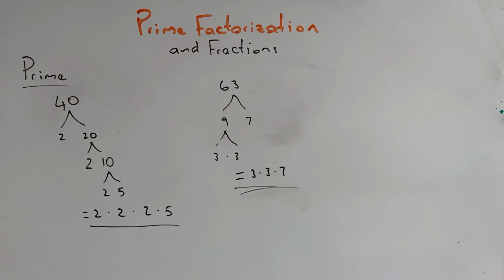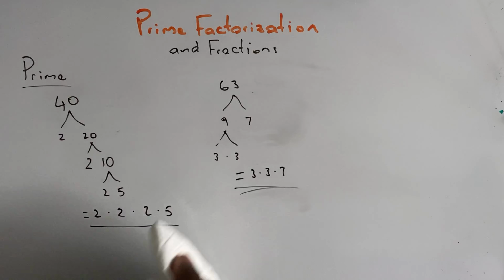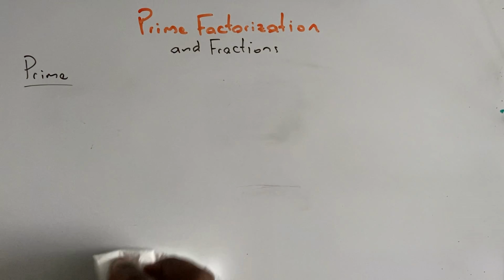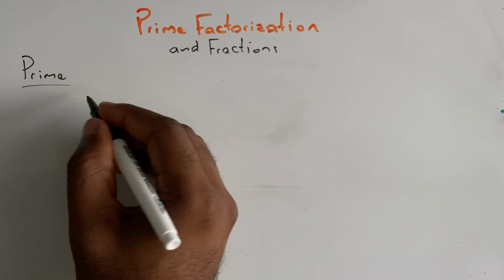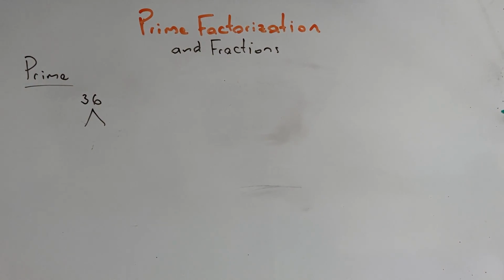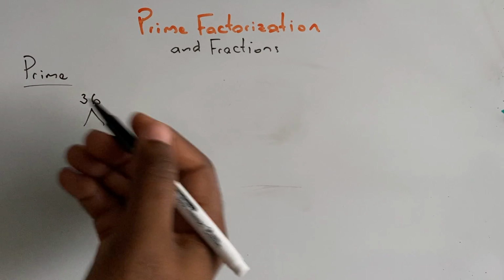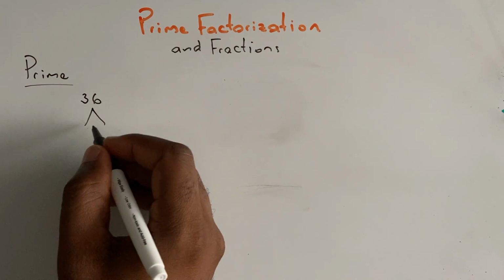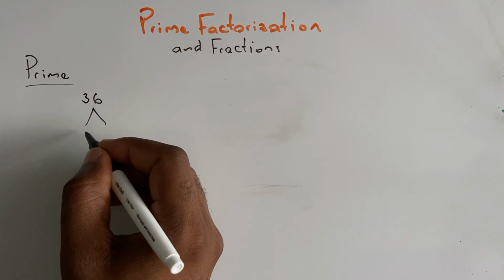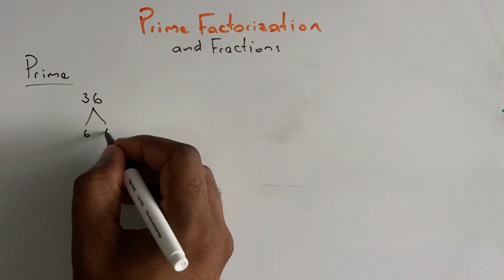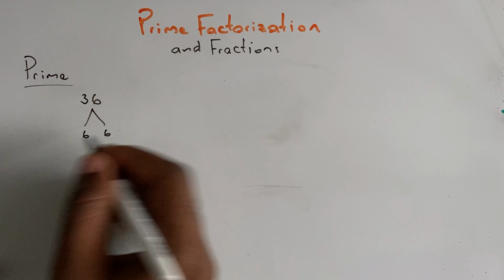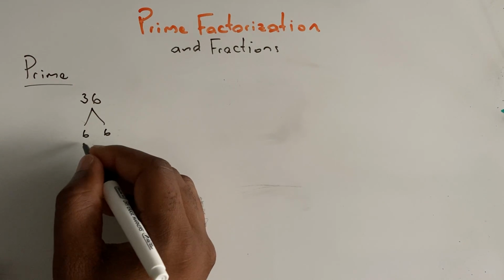I'll pick 36, for example. So let's pick 36. And again, you do it the same way. Break it down. You can pick whatever number comes to your mind. For example, you know that 36 is what? Maybe you're thinking that it could be 6 times 6. If that's what comes into your mind, that's fine. You can pick 6 times 6. Then you know you can break them down.